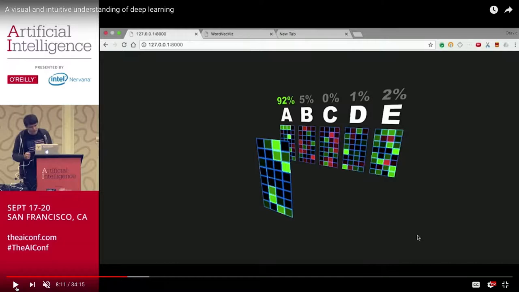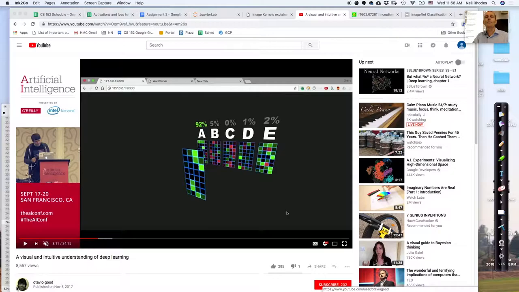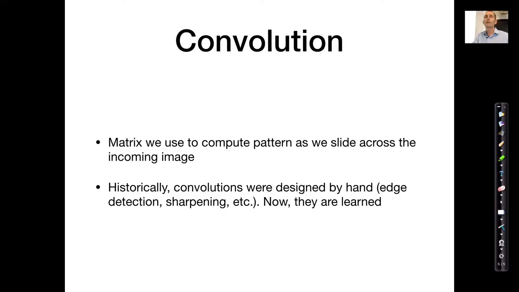All right, so let's look more at the building blocks of these convolutional neural networks and then look at some specific examples. The convolution is a matrix that we use to compute a pattern as we slide across the incoming image. And image, right, is in quotes. The incoming tensor is really what it is, a multidimensional array. How is it multidimensional? I see 2D. How do we get more than 2D? Colors is a good example. So our input could be multidimensional. Another example is that the number of dimensions in the next layer is the number of convolutions in the previous layer. We'll see more about that.